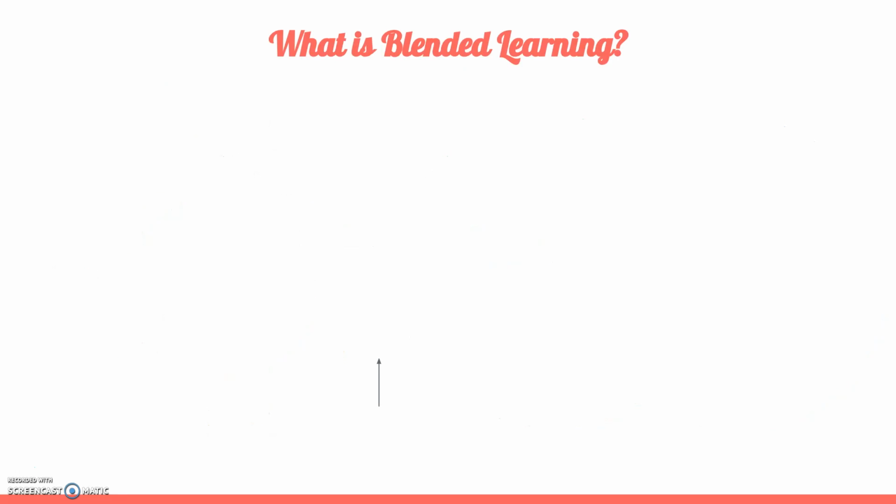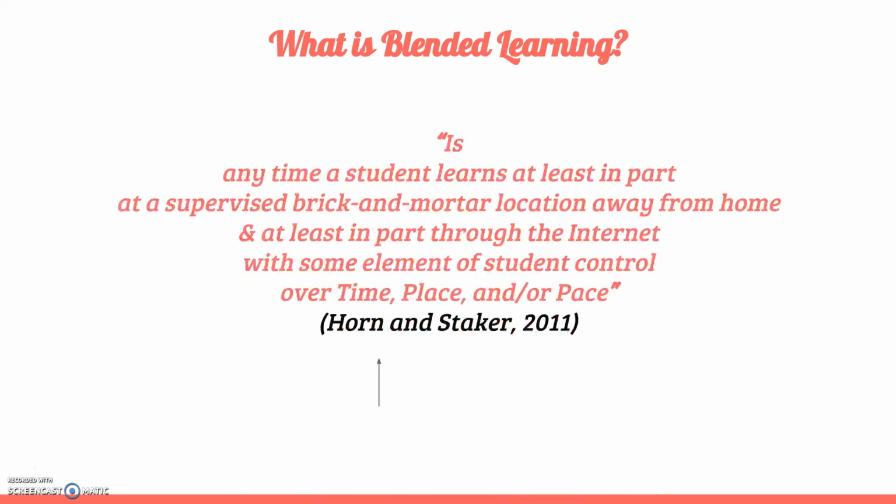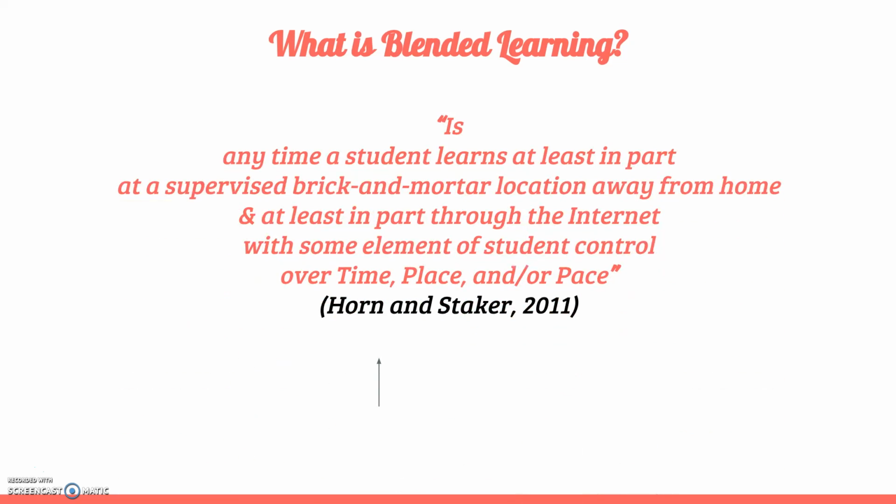In order to have a narrow discussion for the book, authors Hew and Cheung decided to use the definition of Horn and Staker 2011, that blended learning is any time a student learns at least in part at a supervised brick-and-mortar location away from home and at least in part through the internet, with some element of student control over time, place, and/or pace. Horn and Staker 2011 projected that by 2019, blended learning will be approaching the proportion of high school courses offered online, up to 50%.